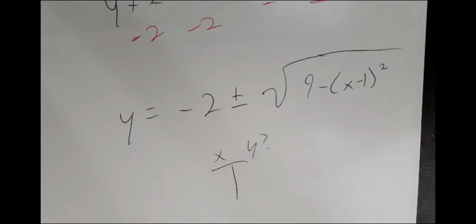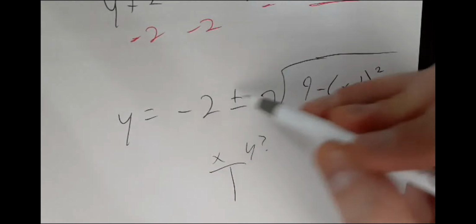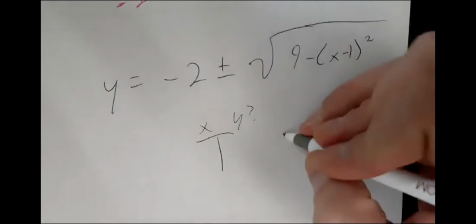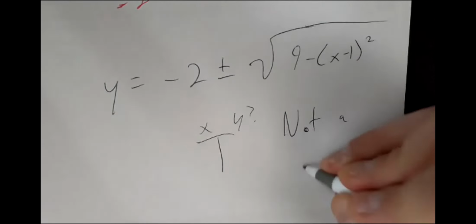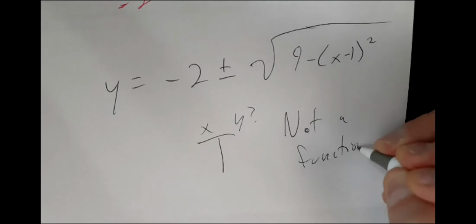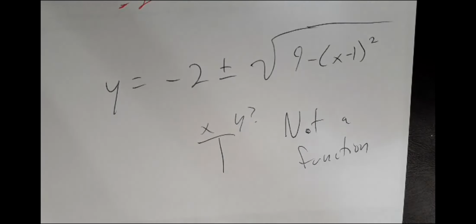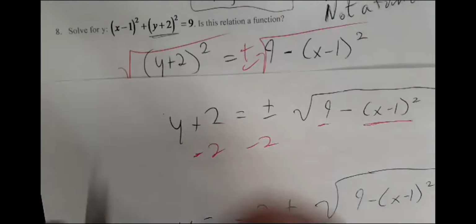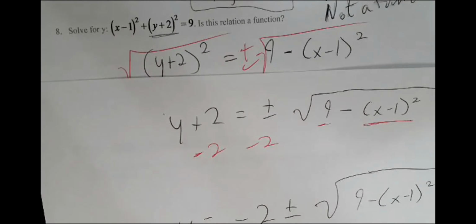So we're going to get 2 solutions for any x that we plug in. So a good indicator that you don't have a function is actually this plus or minus sign. So this is not a function. And a good indicator also that this isn't a function is, I told you this was a circle, right? So if you draw a circle, it's not going to pass your vertical line test.